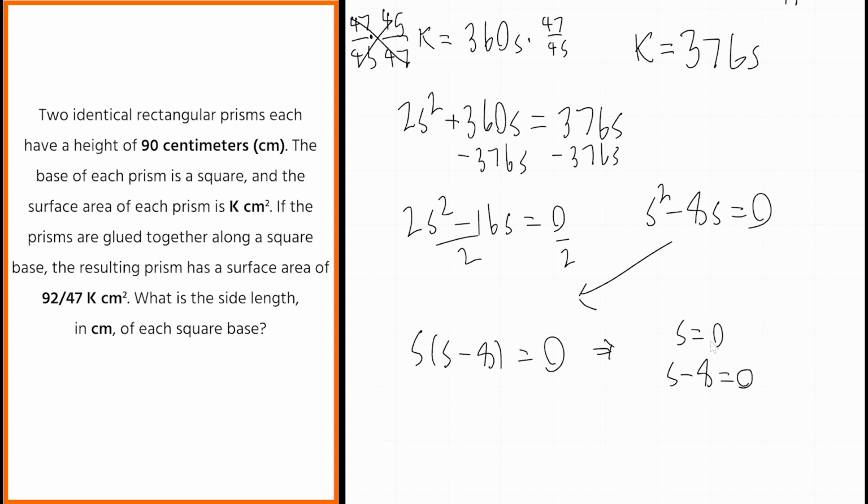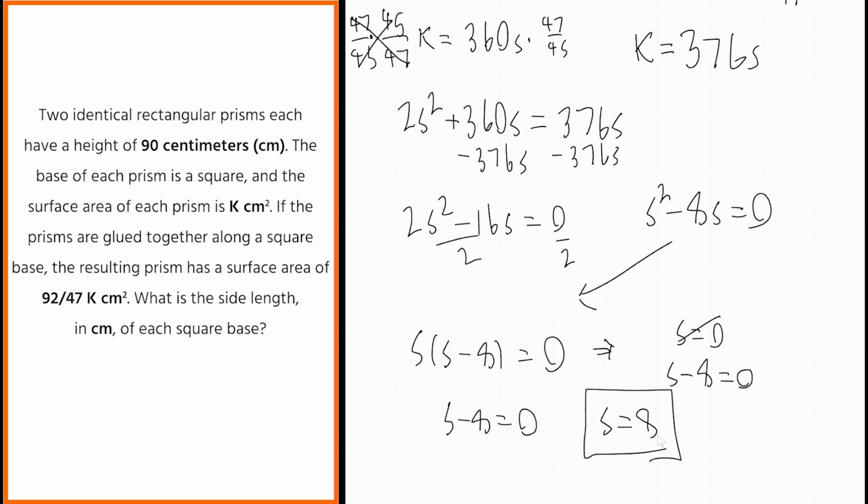Now, s equals 0 would mean that we have a rectangular prism with a side length of 0. And even though mathematically that might work for this equation, in real life that doesn't make any sense. We can't have a rectangular prism with a side length of 0. So this is not an actual option. The only option that actually works in our real world would be s minus 8 equals 0, or in other words, add 8 to both sides, s equals 8. And here we have found our final answer. These rectangular prisms have a side length of 8 centimeters.